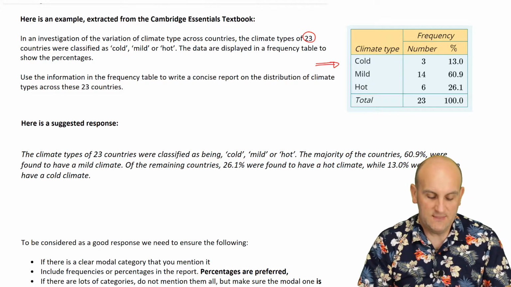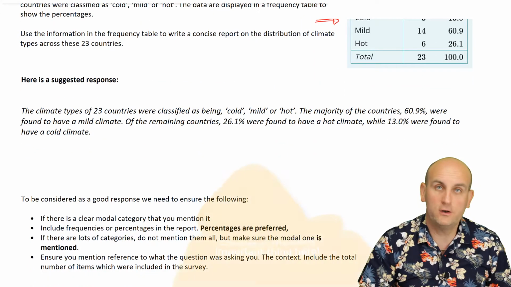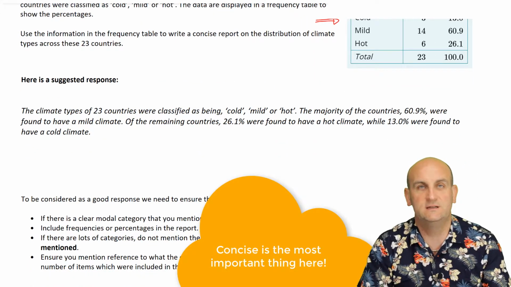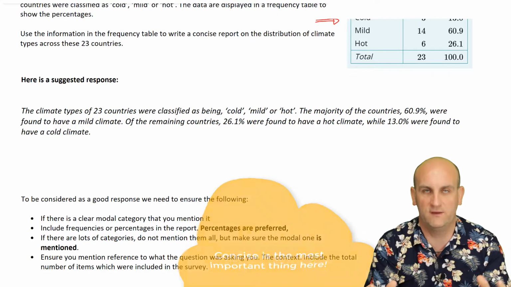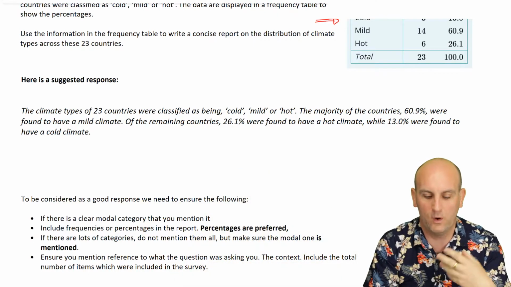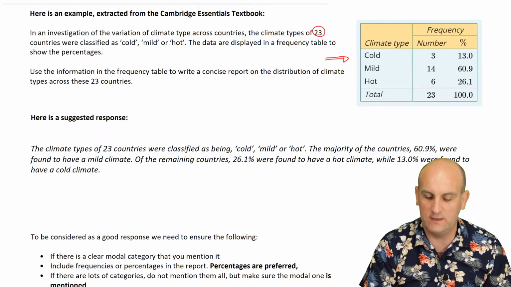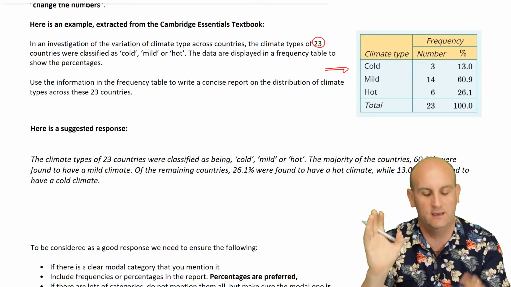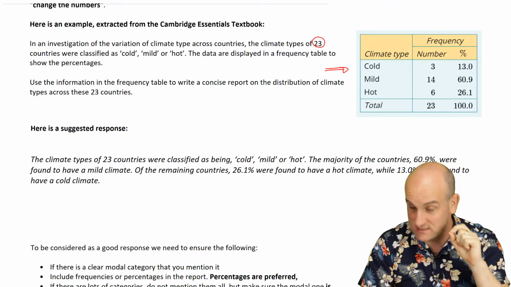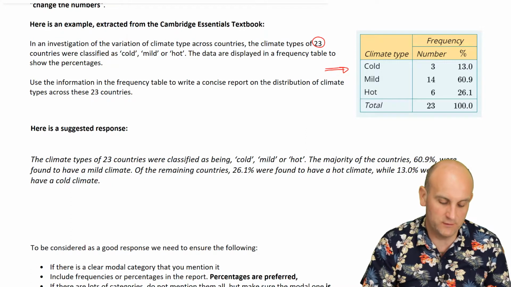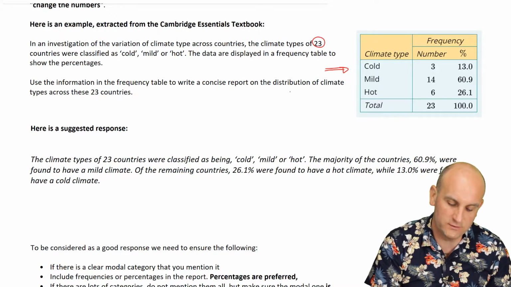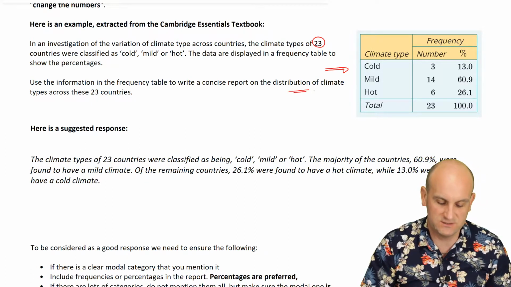Use the information in that frequency table to write a concise report. Now, concise means do not write an essay. You do not want to write your life story. We do not care about what pretty colours the table is in. It's not important to know that it's blue at the bottom. It wants the statistical data, the stuff that you can do. So write a concise report on the distribution of climate types across these 23 countries.